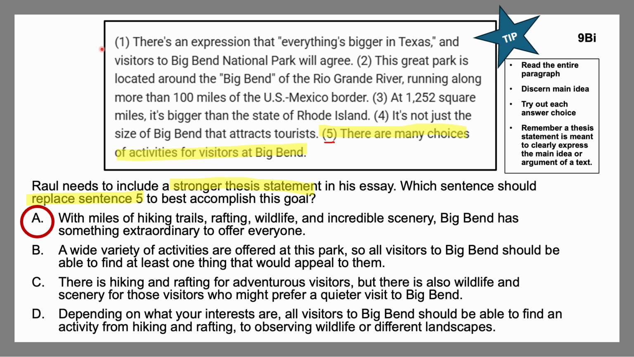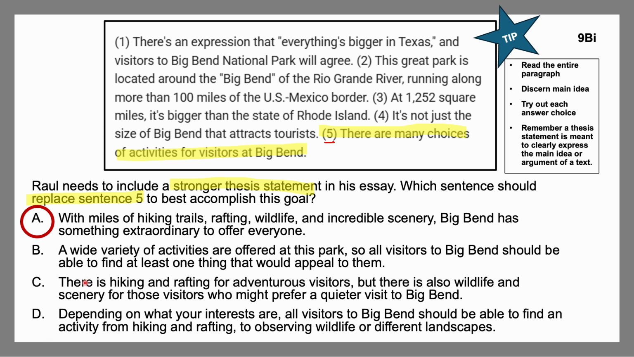And so we're taking a look at all these examples. So once again, there are many choices. And so we see those many choices reflected in this particular thesis statement. Miles of hiking trails, rafting, wildlife, and incredible scenery. Big Bend has something for everyone. And so it's talking about all those visitors that are going along. And it says it's not just the size of Big Bend that attracts the tourists, but the activities. So the overall thesis statement that's going to be discussed is what's going to be taking place, or at least the optional activities that people have.